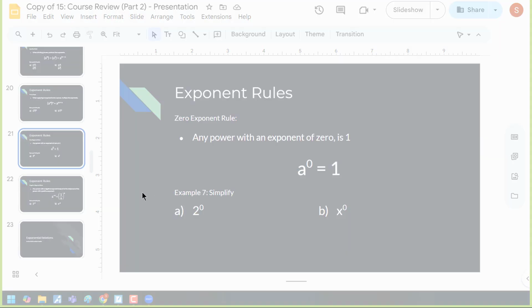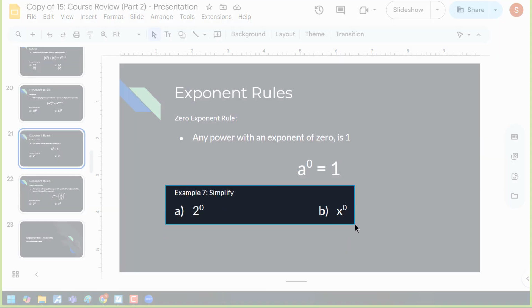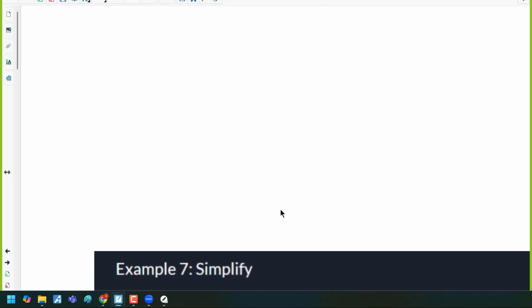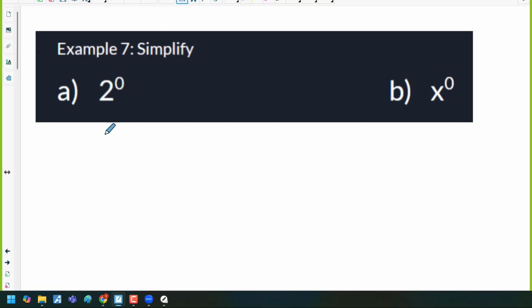Here we have the easiest rule from my experience. The anything to the power of 0 rule. If I have 2 to the power of 0, guess what? The answer is 1. x to the power of 0, guess what? The answer is 1. That's the easy one.